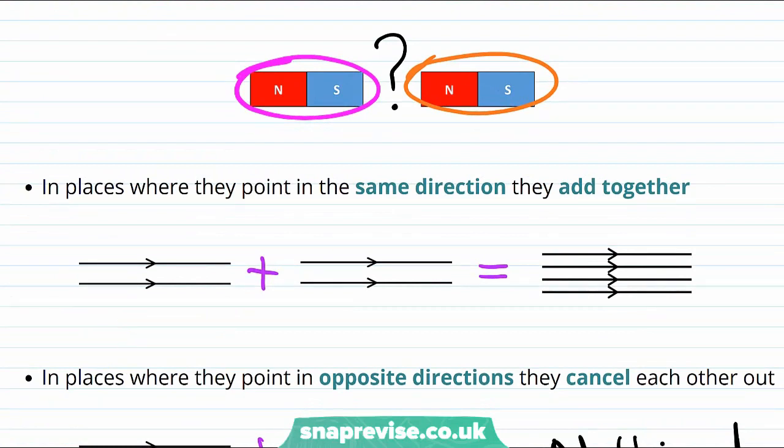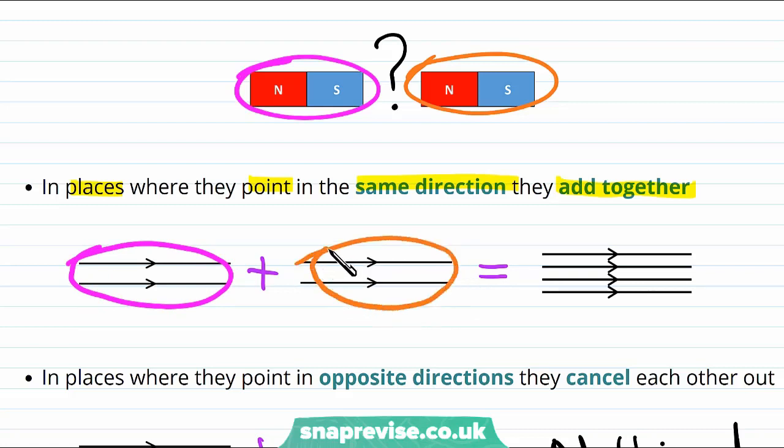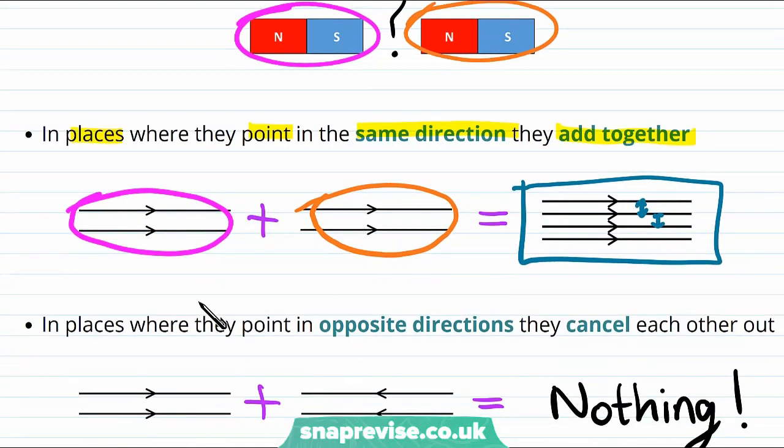And it turns out that in places where magnetic field lines point in the same direction, they will add together. So let's imagine that there is a place where the fields overlap and they point in the same direction. Then in that case it should make sense that the fields come together to make a stronger field. And by drawing the magnetic field lines closer together on the right hand side, we have displayed exactly the fact that the magnetic field gets stronger.